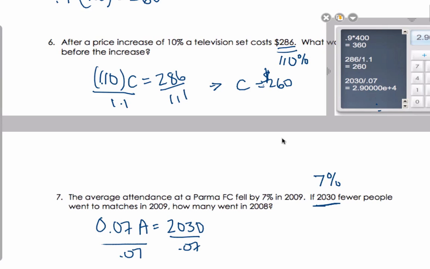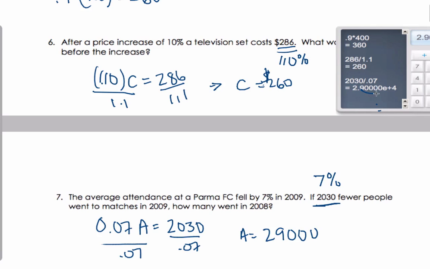And I get that attendance equals 2,900. That's what this number here means. Move it over 1, 2, 3, 4 places. 4 places that way. And that is how many people went to the game.